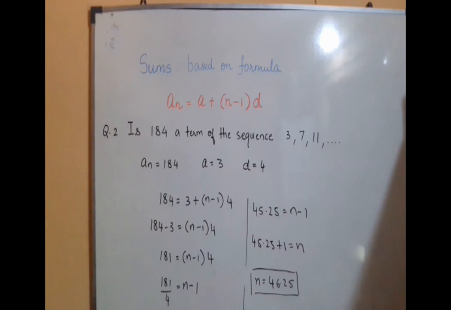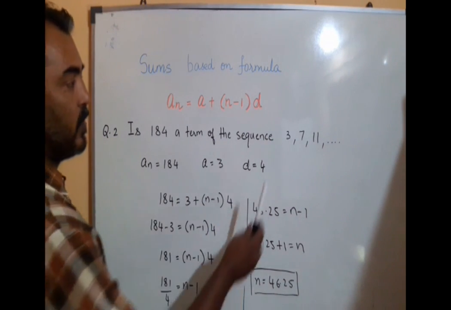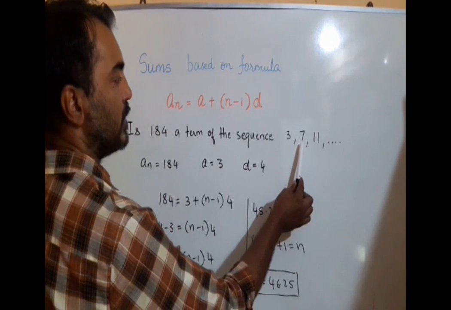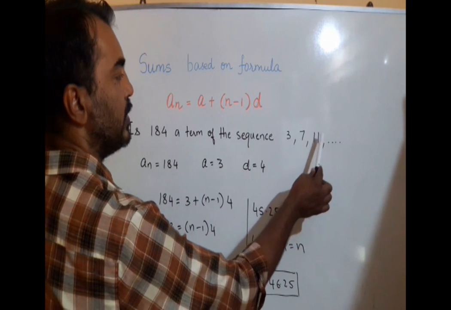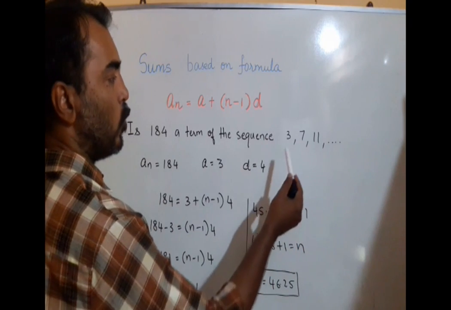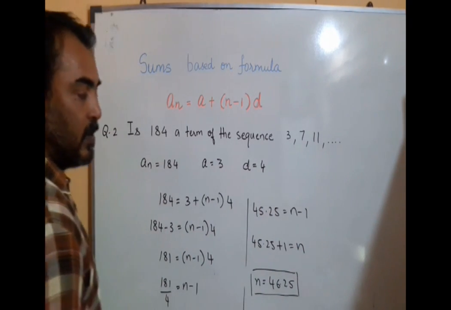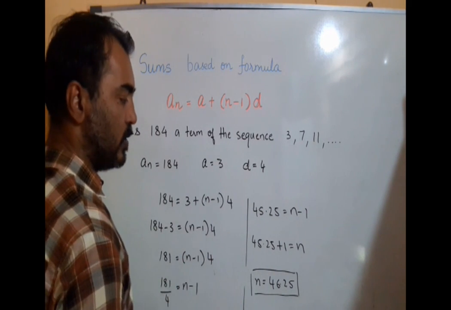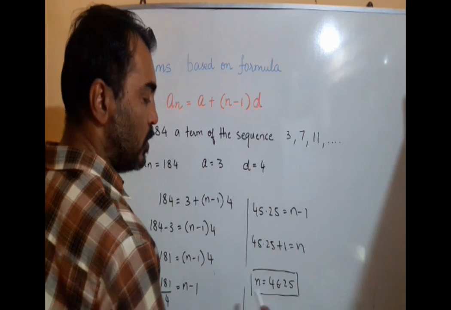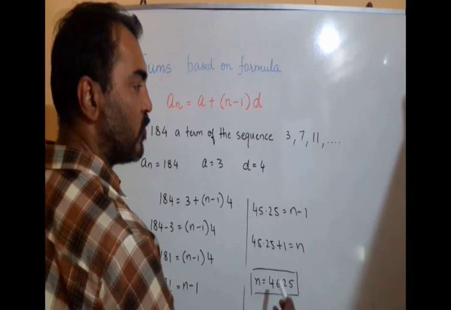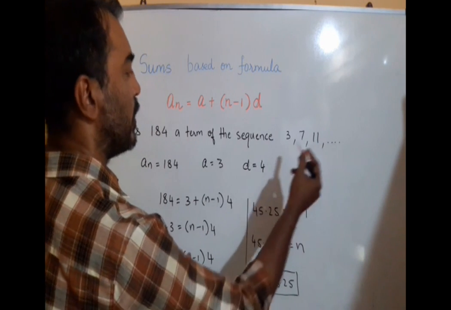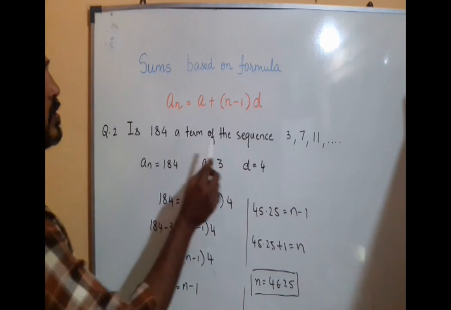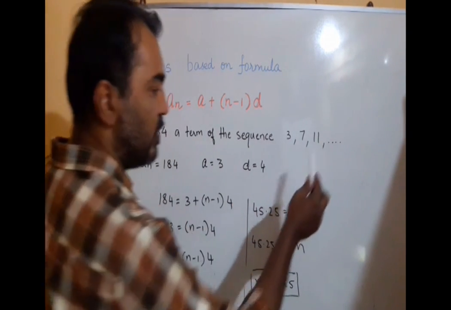I repeat, the terms of the sequence, the first term, second term, third term. So n is equal to 1, or n is equal to 2, n is equal to 3, n is equal to 4, and so on. When n is a natural number, then the number is a part of the sequence. If n is not a natural number, if it is a negative number or a decimal fraction or a fraction, then it is not a part of the sequence. So as you can see, 184 is not the term of the sequence 3, 7, 11 and so on.